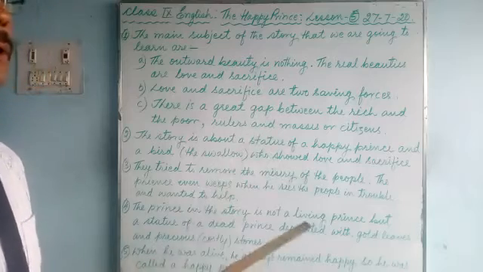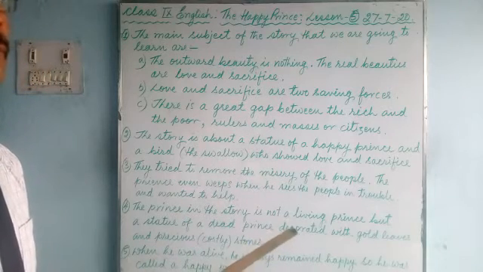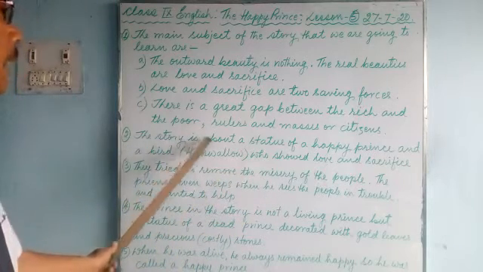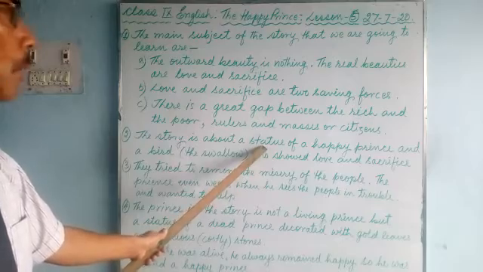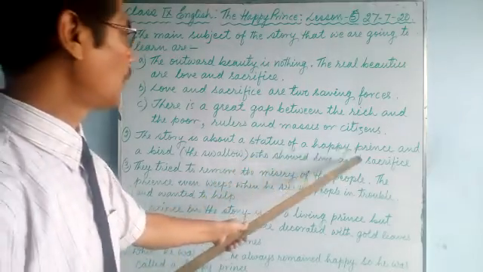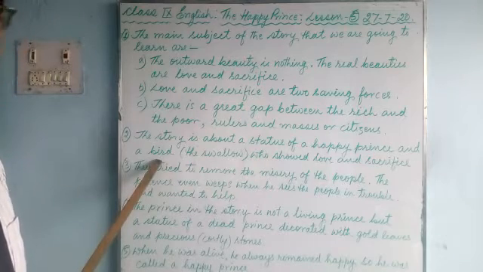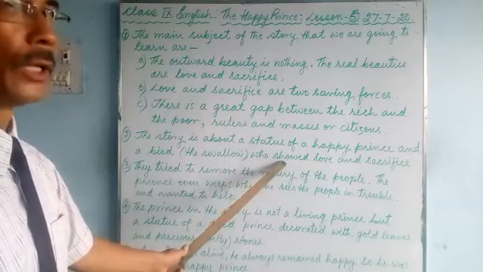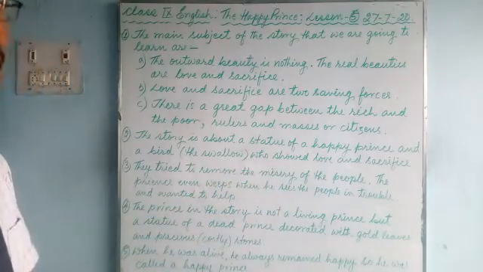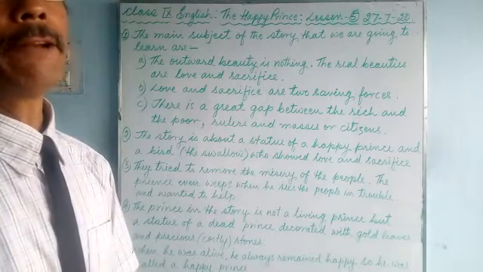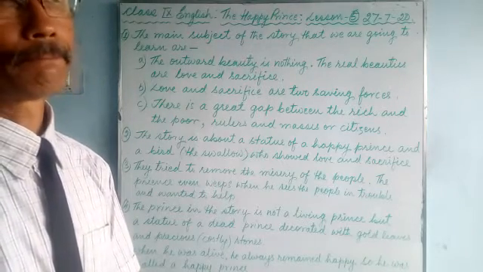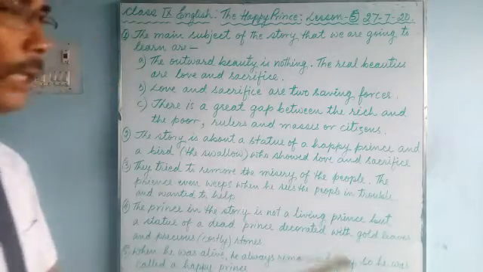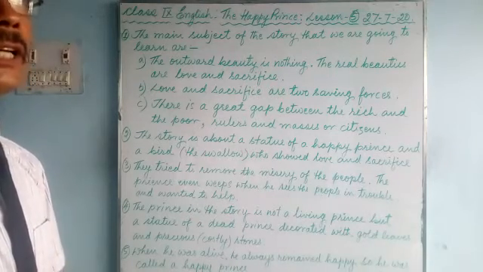Now here, the characteristics of the story. Who are the main characters in the story? The story is about a statue of a happy prince and a bird, a swallow, a migratory bird, who showed love and sacrifice. They showed love and sacrifice, and finally they were chosen by God as the most precious thing on the earth. So while going through this story, we will learn each and everything properly.